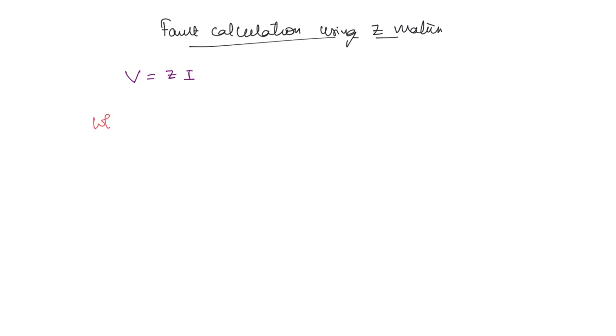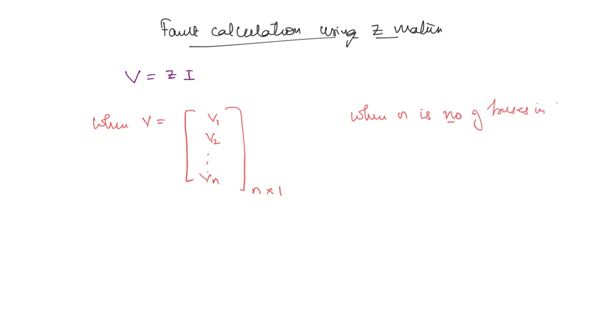Now we will see how to do the fault calculations using the impedance matrix. So how is the impedance matrix related to the bus voltages and current? V is equal to Z into I, where V is the column matrix of all of the voltages at each of the buses. So at bus 1, let's say voltage is V1, at bus 2 voltage is V2, and so on till Vn. So this is an n into 1 matrix where n is the number of buses in the power system network.